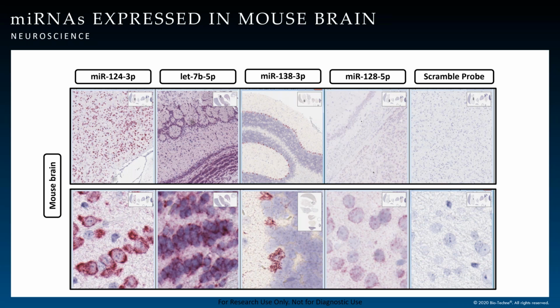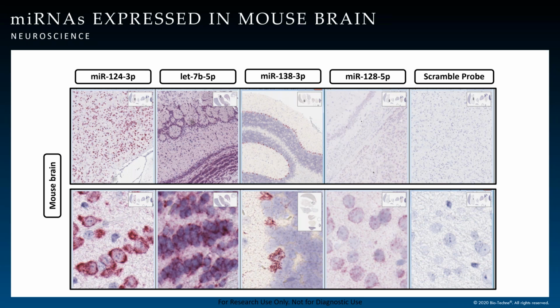Then we have LET7b-5P, which is part of the well-known LET7 family of ultra-conserved microRNAs. LET7b has been shown to play numerous roles across all tissues. In this case, LET7b is involved in central nervous system pathologies, as well as tumor growth and immune response. We're seeing very strong staining of LET7b in the cerebellum.